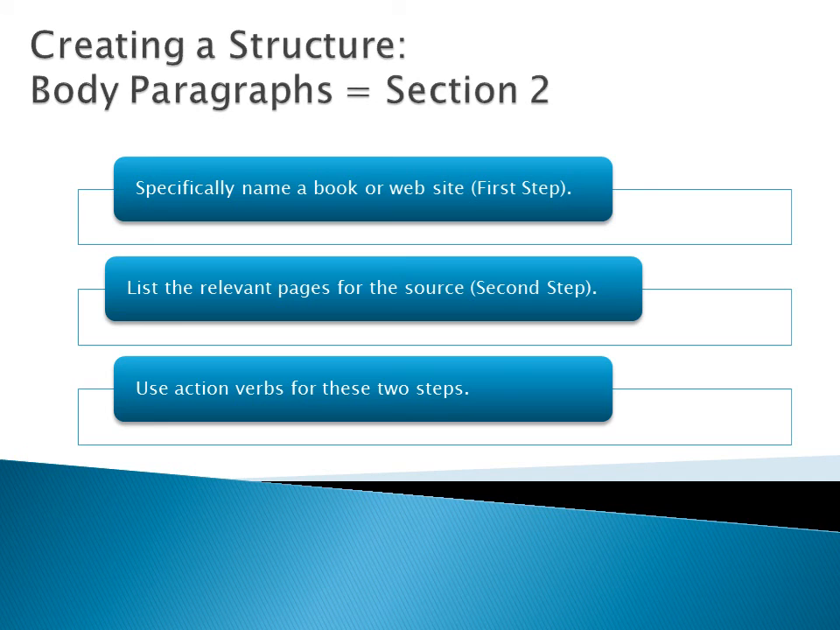In section 2, you have 2 steps. First, you specifically name a book or a website. And then second, you list the relevant pages for the source. So the Writing 293 student has to do a little thinking here.